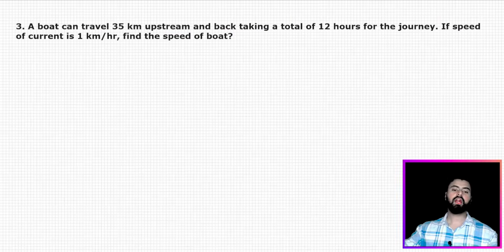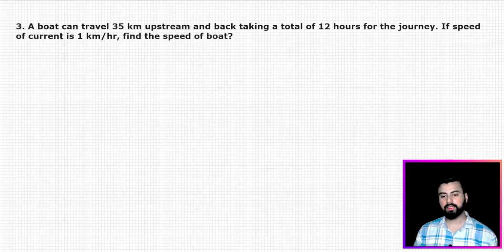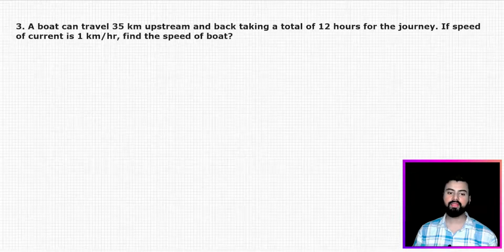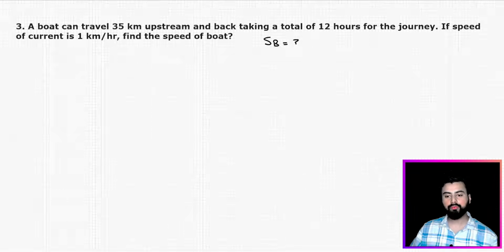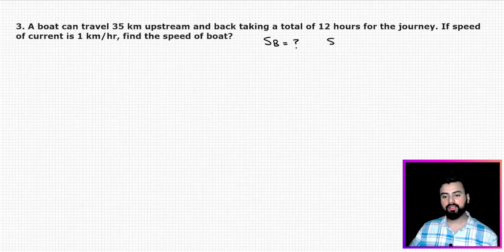Let's dive in. A boat can travel 35 kilometers upstream and back, taking a total of 12 hours for the journey. The speed of current is 1 kilometer per hour. Find the speed of boat. What I want to calculate? I want to calculate speed of boat. Speed of current, or you can also say speed of river, is 1 kilometer per hour.